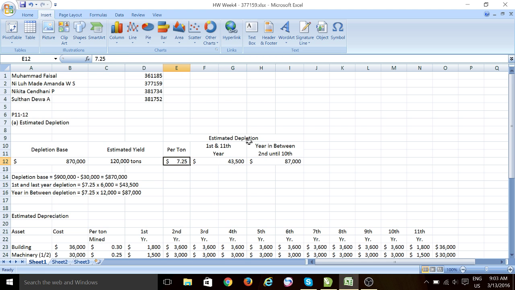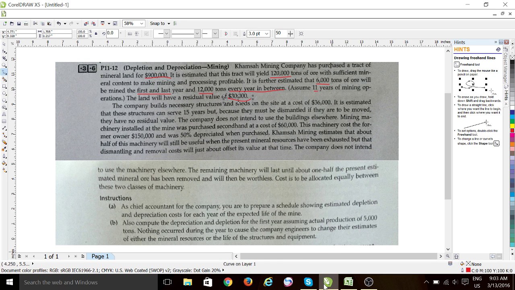So to find the first and the 11th year depletion, we just multiply 7.25 times 6,000, because we know from the problem that in the first and the last year, which is the first and the 11th year, we estimated that we mine 6,000 tons. So we got 43,500, and then for the years in between we will mine 12,000 tons. So 7.25 times 12,000 equals 87,000. So that's the depletion.